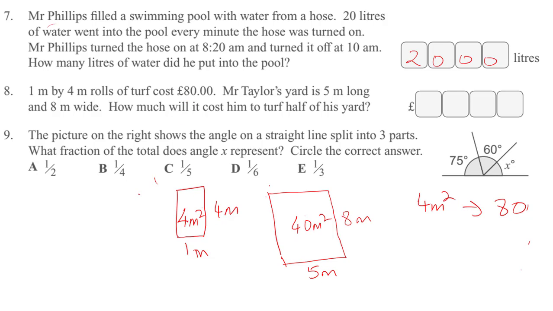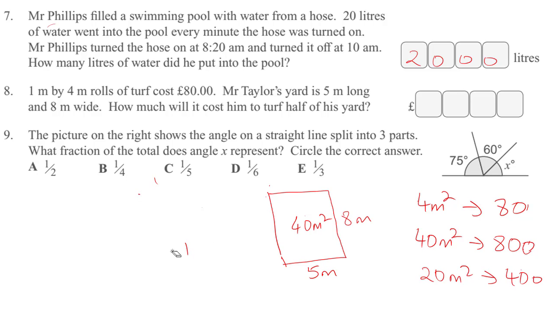Okay, so this can only cover an area of 4 square meters, but we want 10 times more. We want to cover 10 times more the area, which is going to be 10 times 80, which is going to be 800 pounds. But actually we don't want to cover the whole thing. We just want to cover half of it, which means we want to cover 20. So if 4 costs 80 and we want 20, we will need 800, which will give us 400 there. Okay, so we will need 400 pounds to do that.